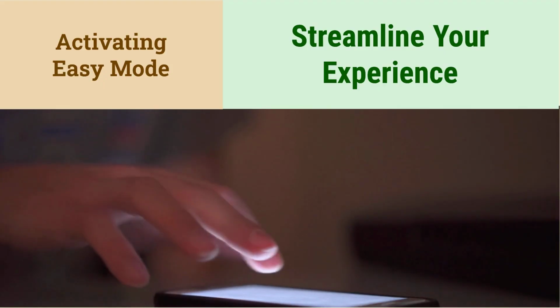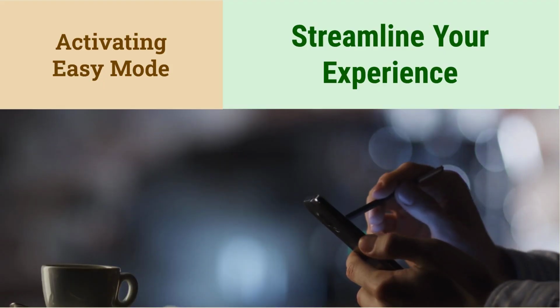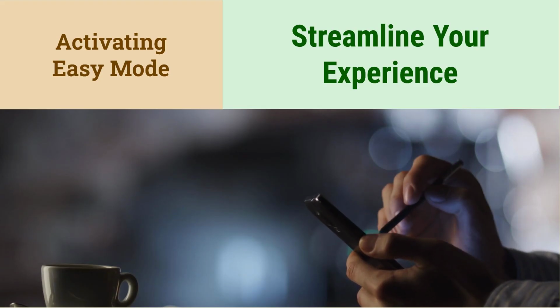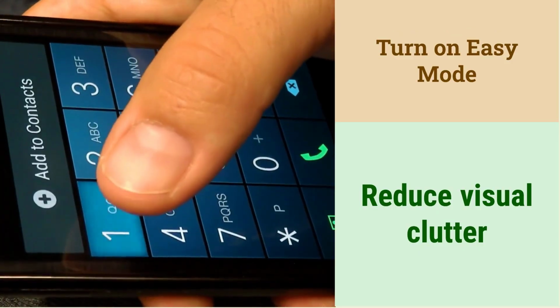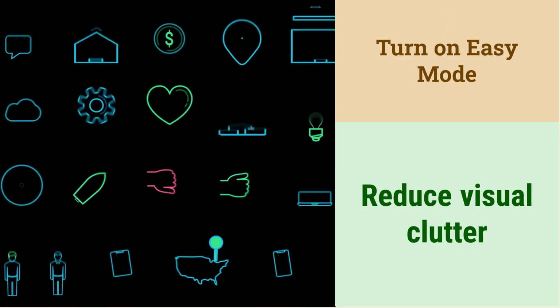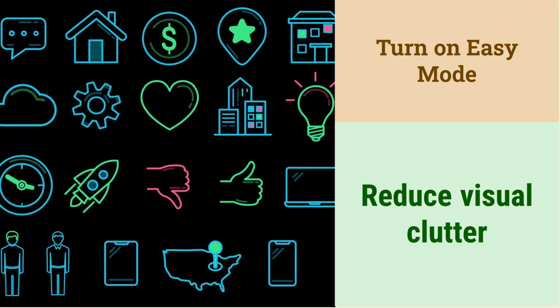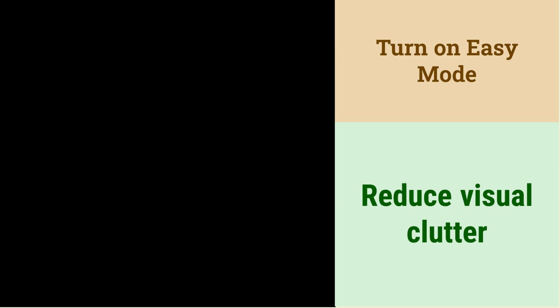To activate it, go to your phone's settings. Then, look for Display and tap on it. Within the display settings, you might find an option for Easy Mode or a Simple Mode. Turning this on will transform your phone's interface, giving you bigger icons and simplifying the layout to show only essential apps. It's a great way to reduce visual clutter.